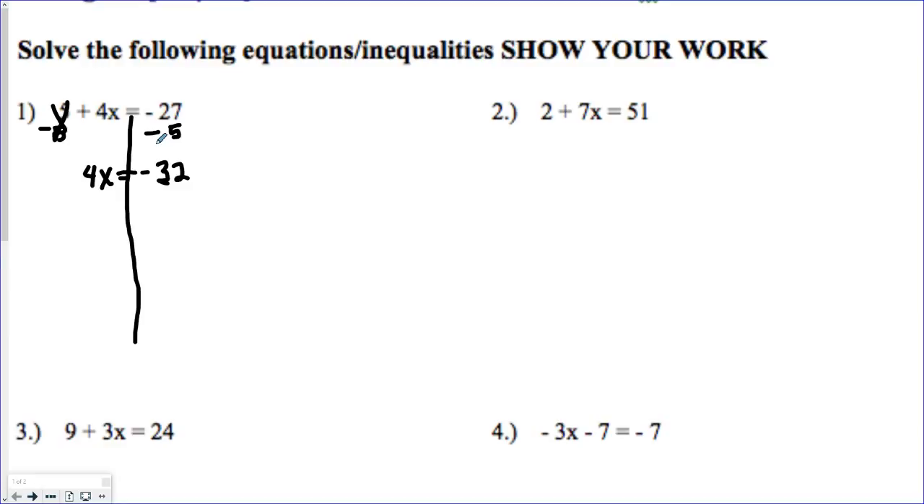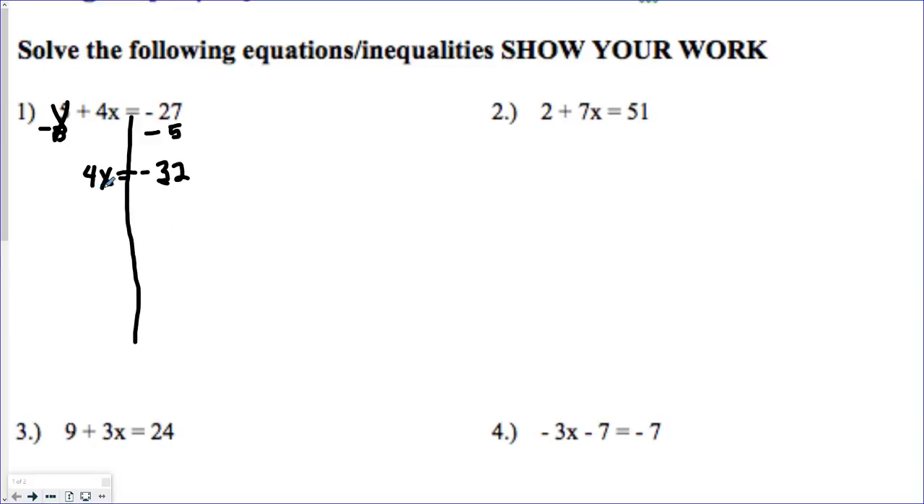So remember, whatever you do on one side of the equation, you have to do on the other. That's the golden rule for equations, is whatever you do on one side, you have to repeat on the other. So if I minus 5 here to get rid of that, I have to minus 5 here to get rid of that. Now this is 4 times x.